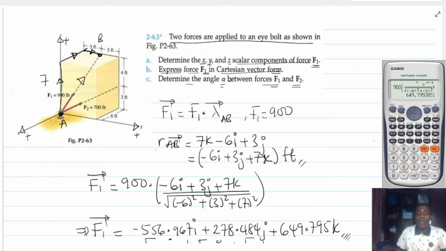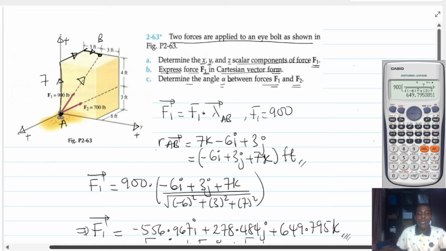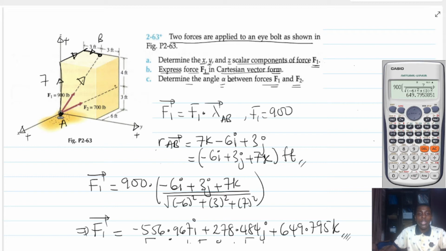I need to solve for part C. But before I can find the angle between force F1 and F2, I need to also resolve F2 into i, j, and k components. Now let's see how to do that in the same approach. Let's assume that this is, say, C. So I will describe a unit vector from A to C.